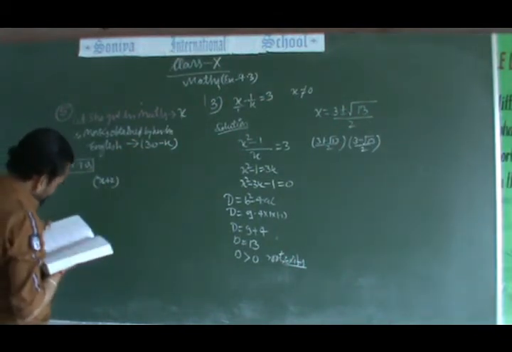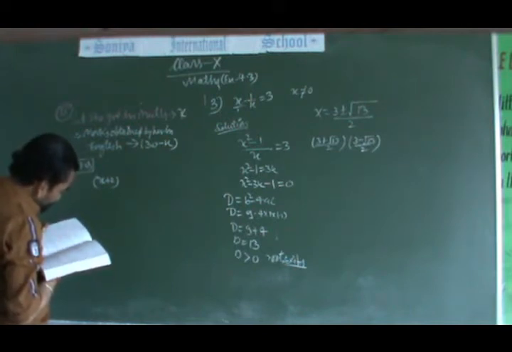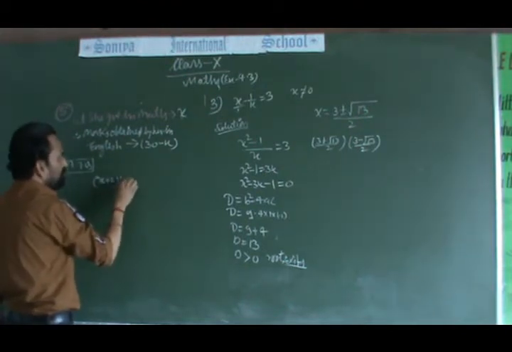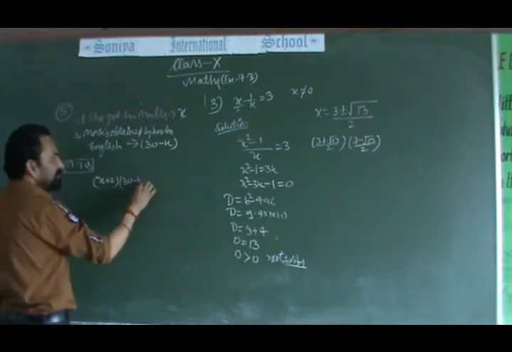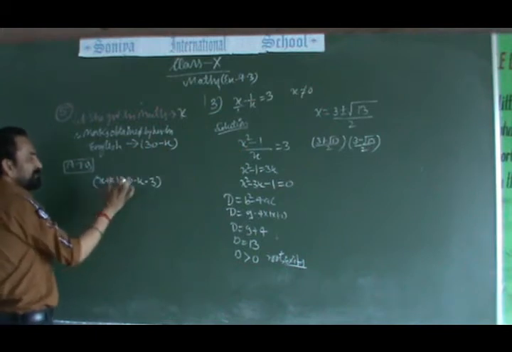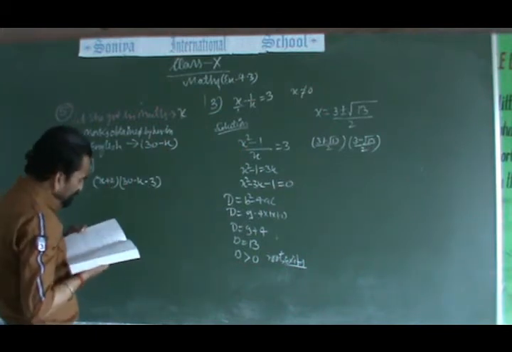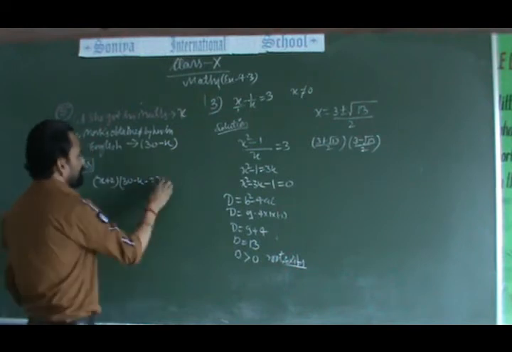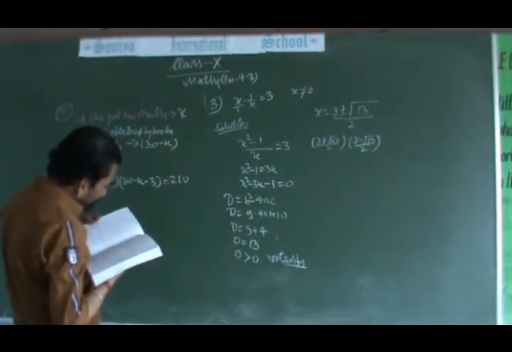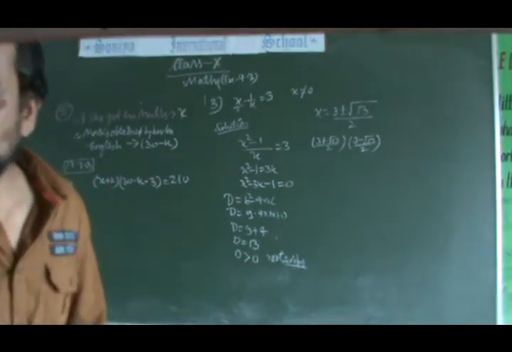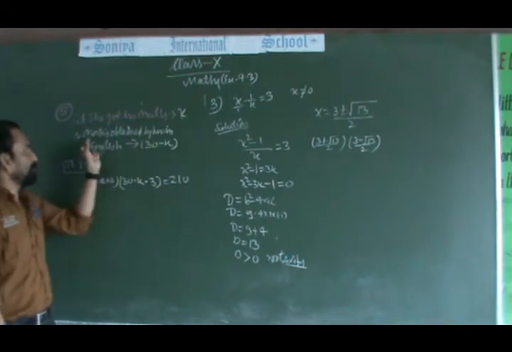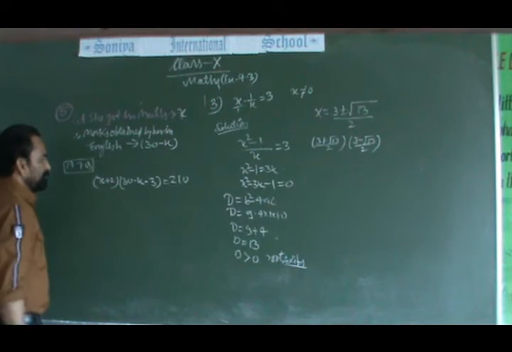So x plus 2 in mathematics and 3 marks less in English. In English she got 30 minus x, so 3 less, you subtract 3. The product means the marks of mathematics into the marks of English, that would be 210. Now find her marks in the 2 subjects. We have to solve it for x and then calculate how many marks she got in mathematics and how many in English. Okay, now we are going to solve.